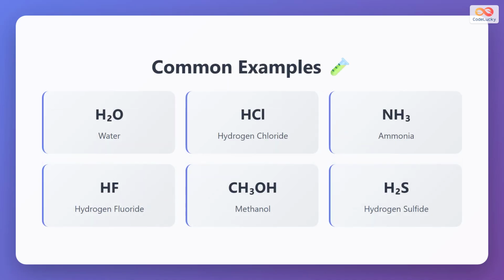Let's look at some common examples of polar covalent bonds. Water, or H2O, is one of the most important examples. Hydrogen chloride, HCl, is another classic polar molecule. Ammonia, NH3, methanol, CH3OH, hydrogen fluoride, HF, and hydrogen sulfide, H2S, are all molecules that contain polar covalent bonds. Each of these molecules has atoms with different electronegativities bonded together.